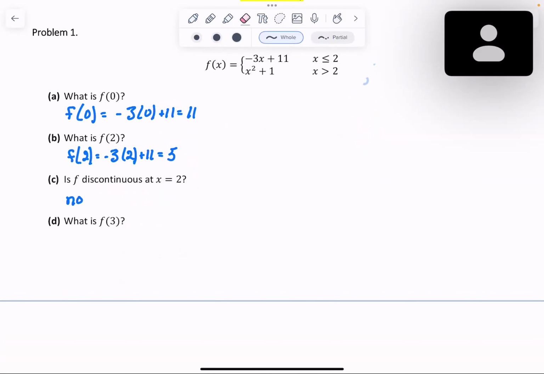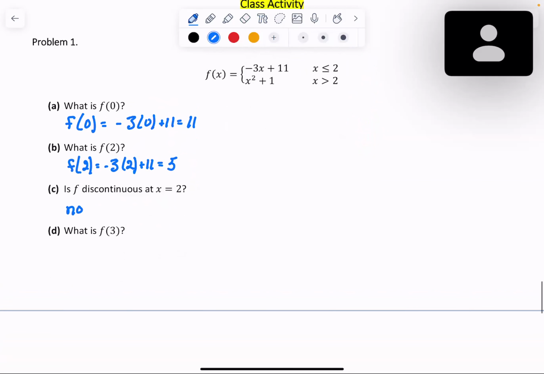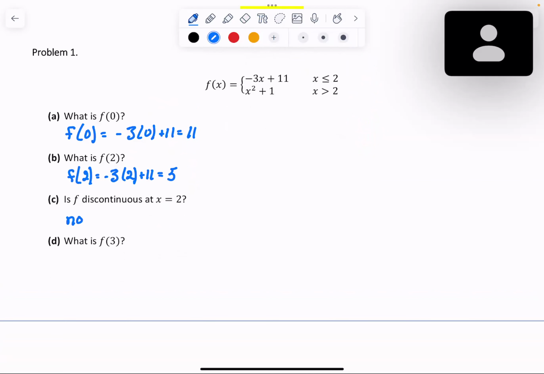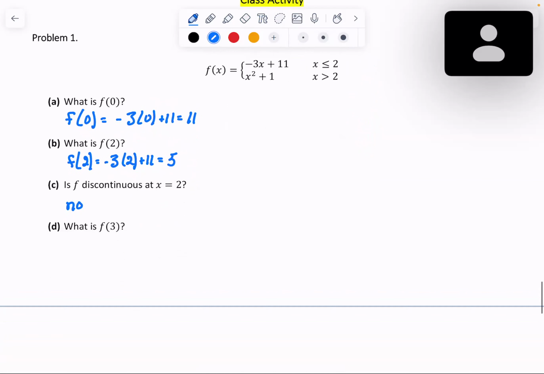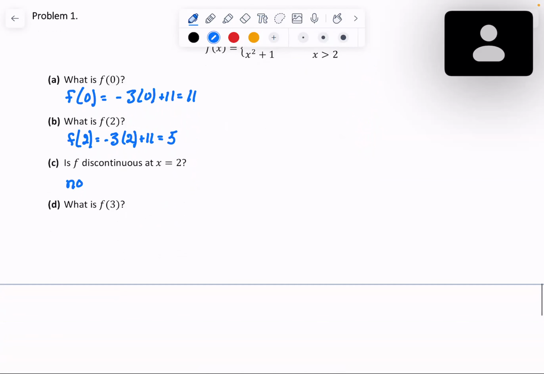So that's how you identify it. You look at the point where it could possibly be discontinuous. You plug in that x value to both of the functions. And if both of the values on those functions are the same, then it is continuous. Otherwise, it's discontinuous.